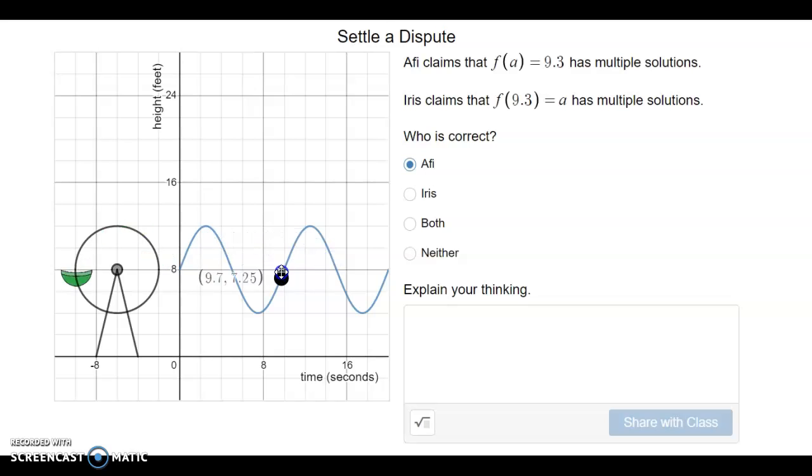So this one was about 14 seconds. This one's about 10 seconds. This one's about 5 seconds. And this is about a couple seconds in. So that is what Alfie is stating. Iris claims that my time at 9.3 seconds can be any height. It could literally be multiple numbers.